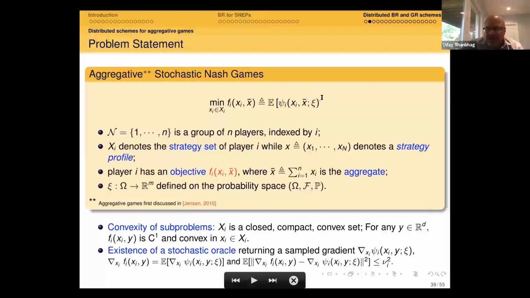These games are essentially games where player objectives are coupled through the aggregate, and this could easily be generalized to a function of the aggregate. Instances of these include the famed Nash-Cournot equilibrium problem. Again, x_i denotes the strategy of player i, while x denotes the strategy profile, the strategy tuple. Player i has an objective f_i of x_i given x bar, where x bar is the aggregate. We're going to make assumptions on the convexity of the subproblems as before, and assume that we have access to a stochastic oracle, with suitable assumptions on the second moments.